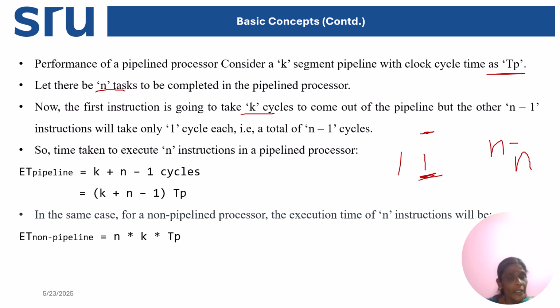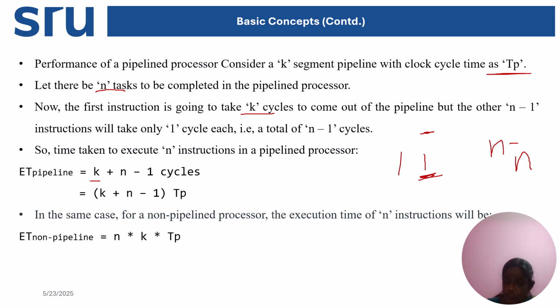And then the time taken to execute n instructions in a pipeline processor, the formula is ET pipeline equal to K plus n minus 1 cycles, so K number of stages plus n minus 1 cycles, into TP, because the clock cycle time is TP only. That is why (K plus n minus 1) into TP.